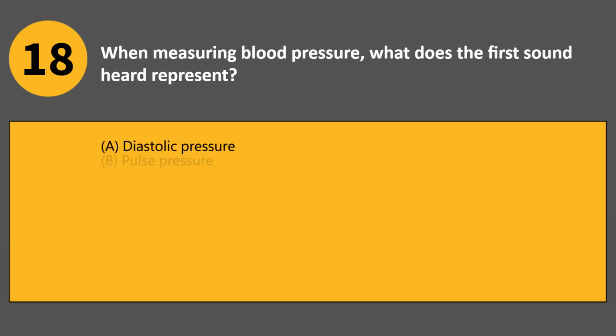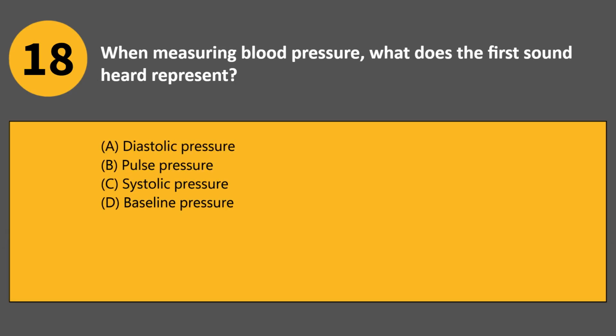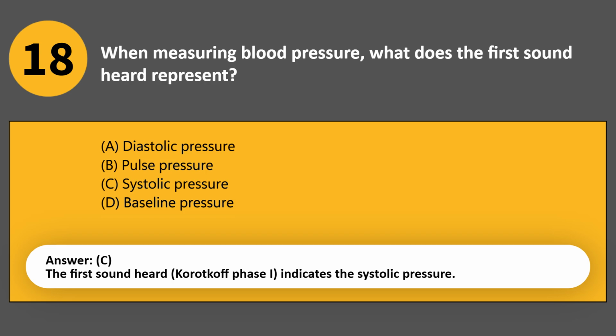When measuring blood pressure, what does the first sound heard represent? A. Diastolic pressure. B. Pulse pressure. C. Systolic pressure. D. Baseline pressure. Answer C. The first sound heard, Korotkoff phase I, indicates the systolic pressure.